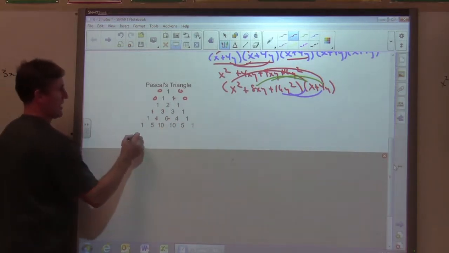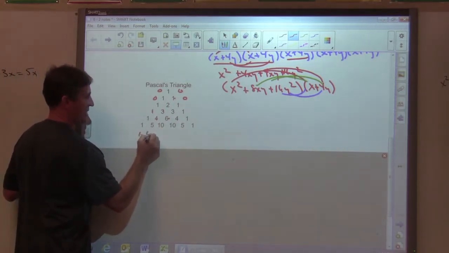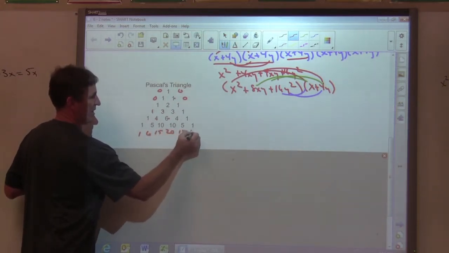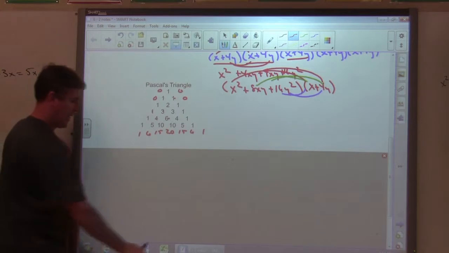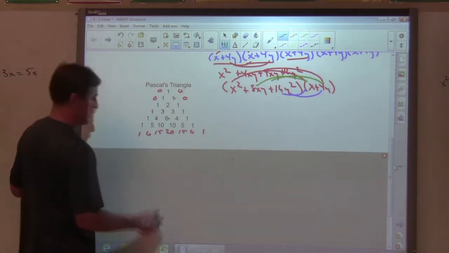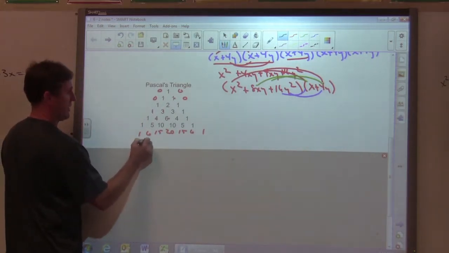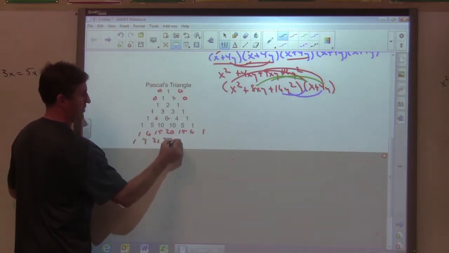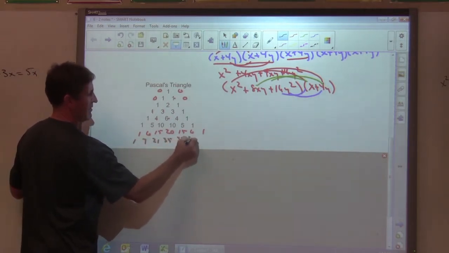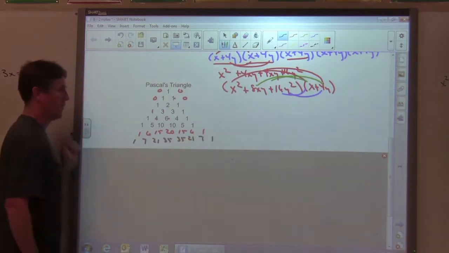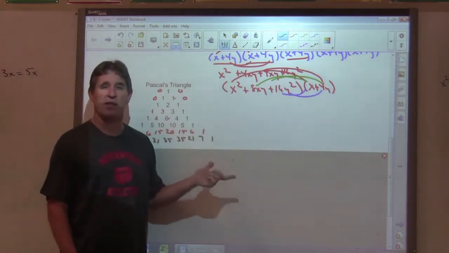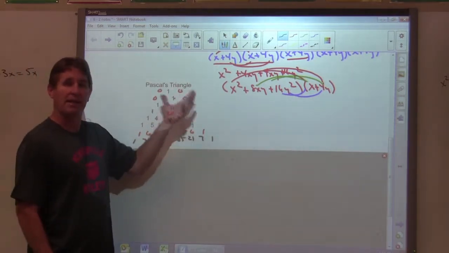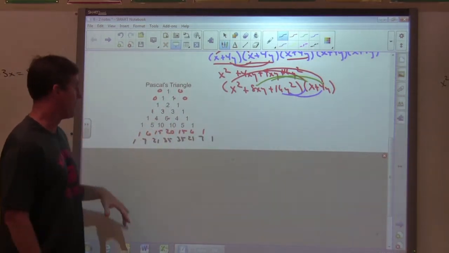So if I was to do this next row, it would be 1, 6, 15, 20, 15, 6, 1. And we could just make this out as far as we need it to go. So it would be 1, 6 plus 1 is 7, 21, 35, 35, 21, 7, and 1. And that pattern would continue as far as I need it to go. So it's pretty easy for you to make this Pascal's triangle on your own.